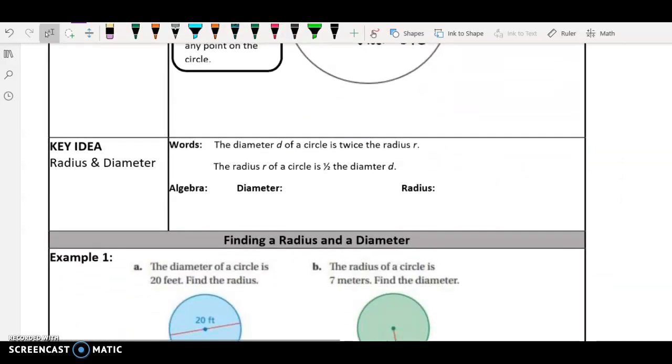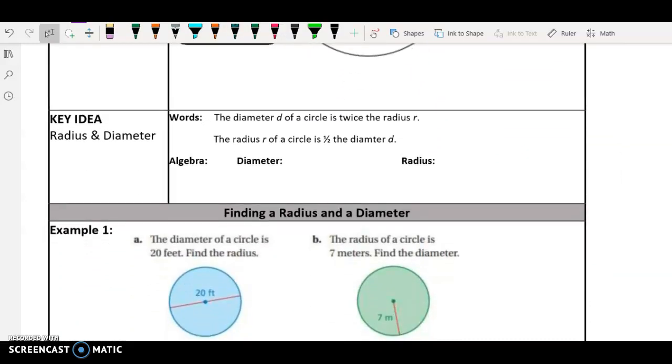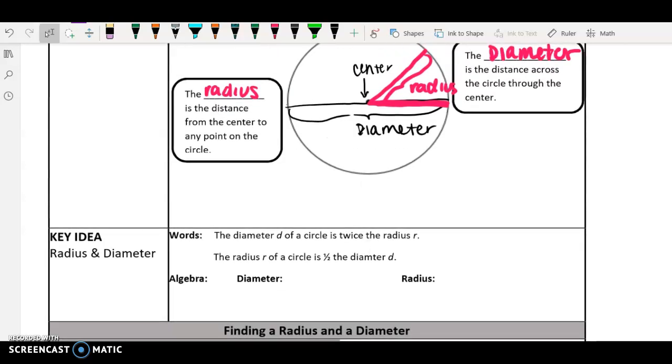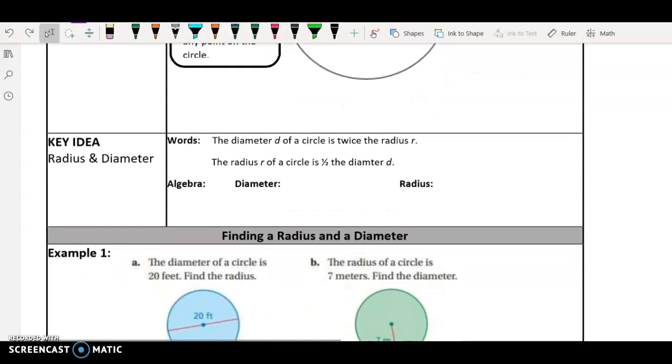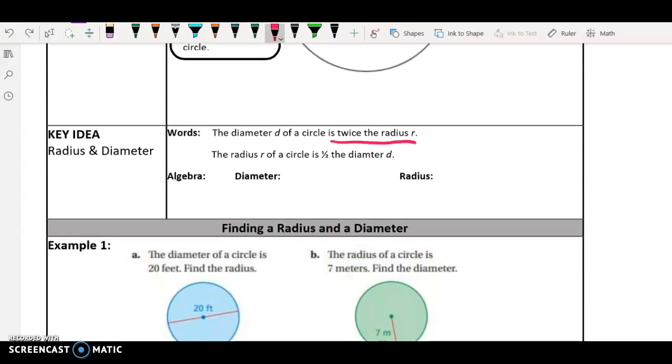So for the diameter, we use the letter D instead of having to write it out multiple times, in any formula or equation. So the diameter of a circle is twice the radius. That makes sense because we go 1 radius here, and then if I go from the center to this side, we know that that's another radius. Radii is what multiple radiuses are. And so it's twice the radius.